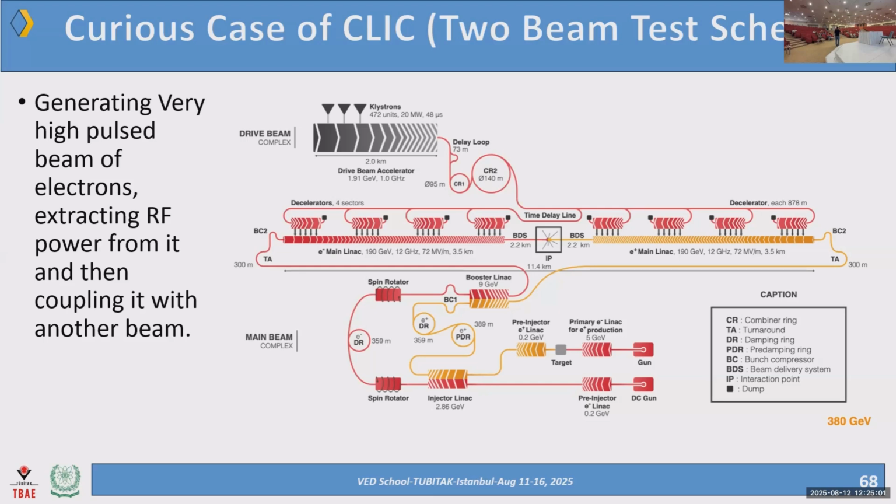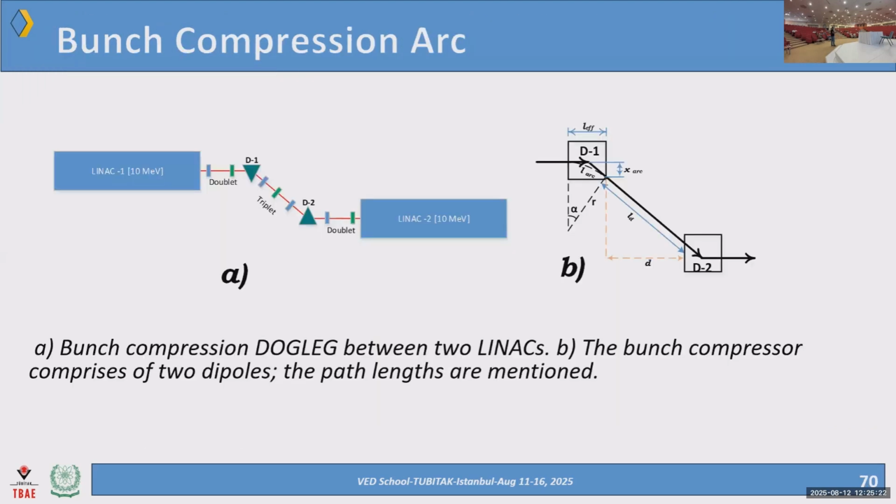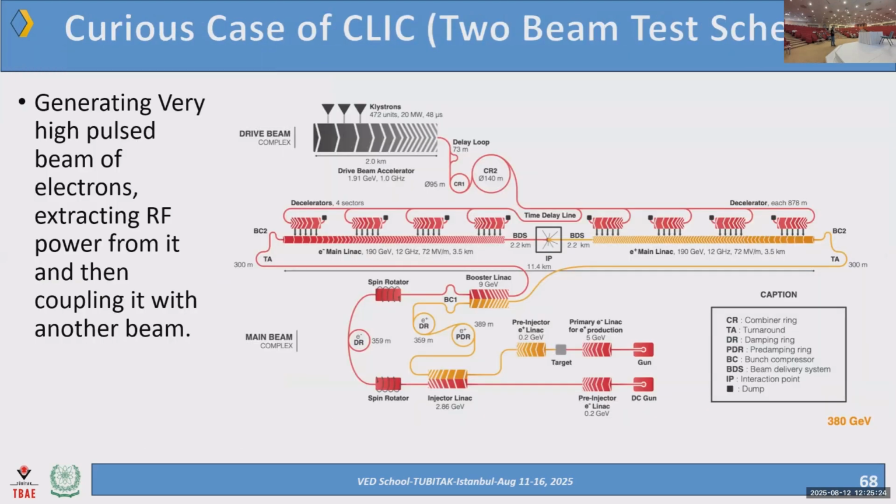linear accelerator. What they do is that they take the electromagnetic radiation from this accelerator and feed it to the main accelerator. These are two parallel accelerators. One is feeding the other. This is the two-beam test scheme. Two-beam test scheme is where this beam is feeding it. It's the same principle, the same Green's equation that we saw. It's a similar equation, nothing else.